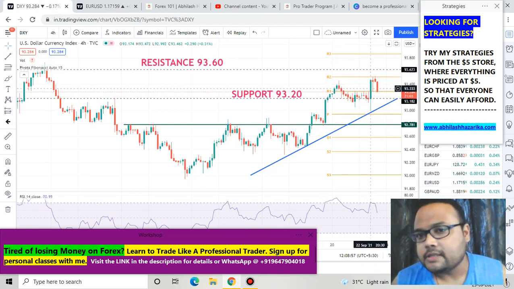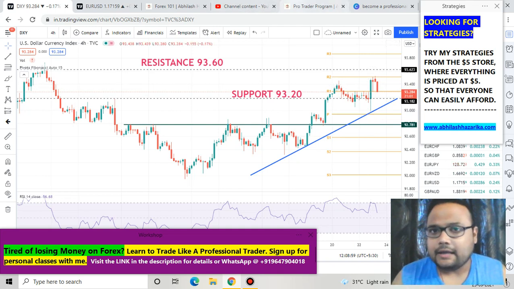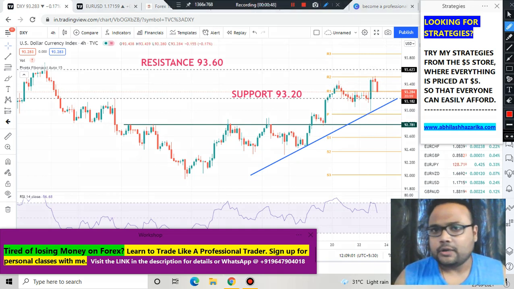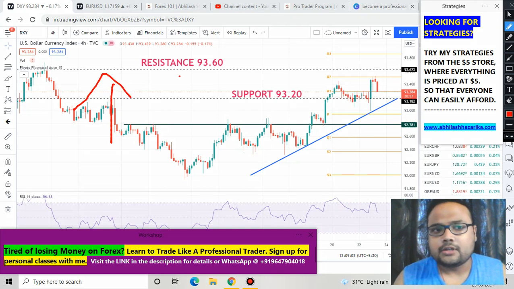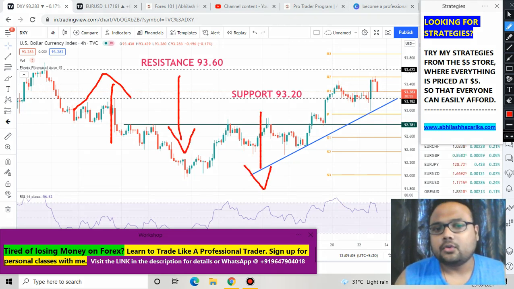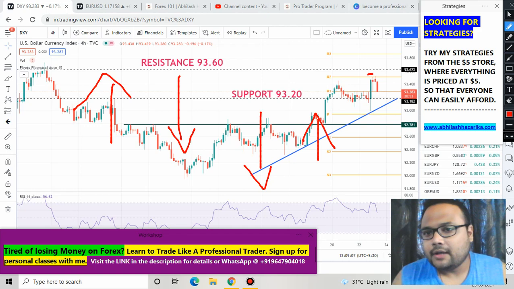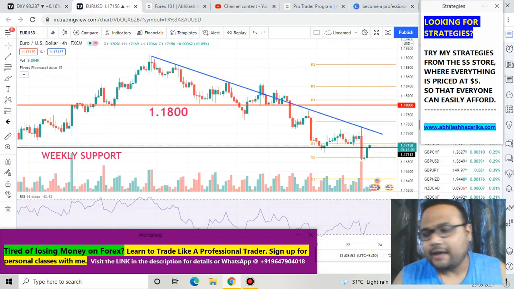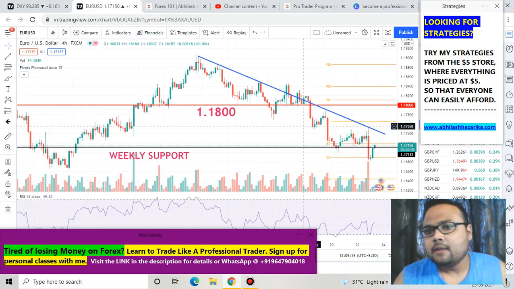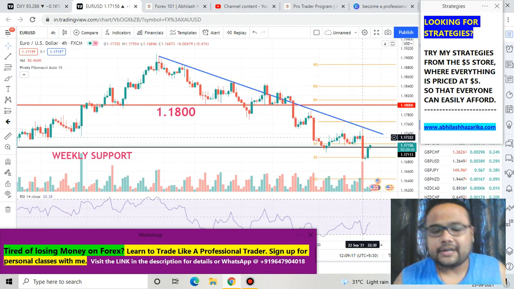The dollar formed this huge green candle, and as USD and euro are correlated, whenever the dollar goes up, Euro USD goes down. When the dollar goes down, Euro USD goes up. So when the dollar made this big fat green candle, we saw heavy selling on the Euro USD chart. But right now you can see that after this huge red candle, Euro USD is trying to recover.